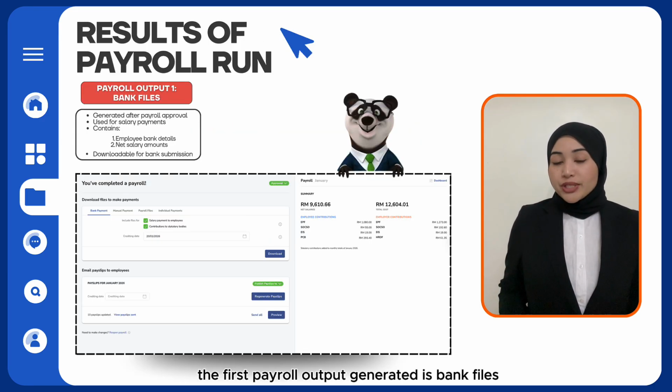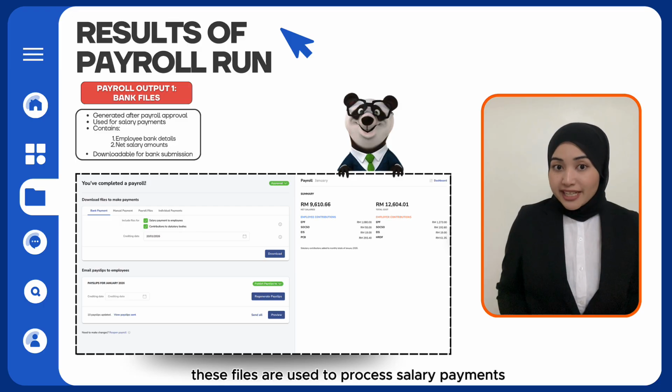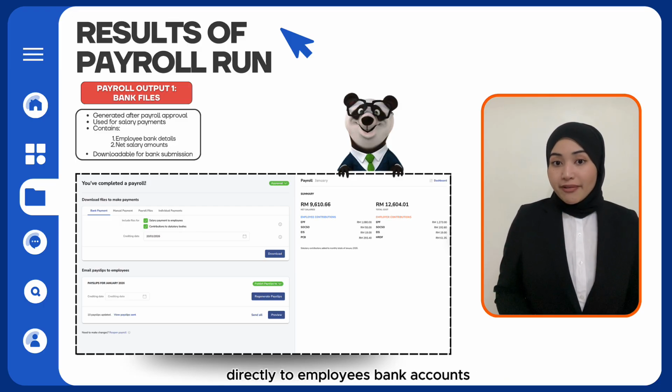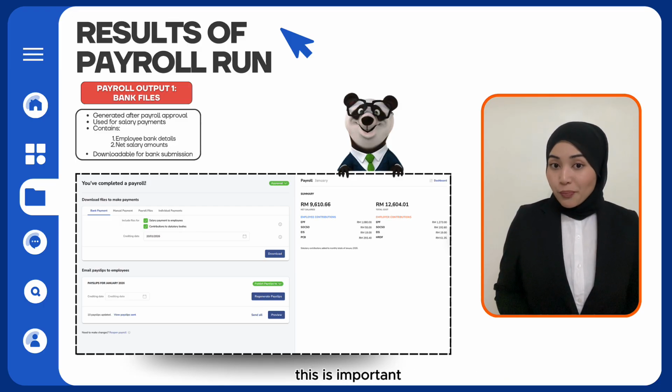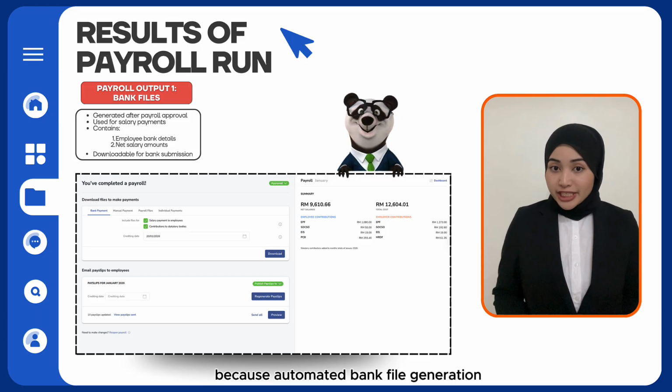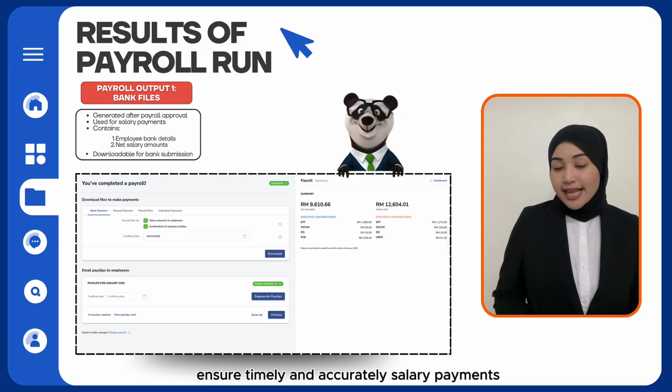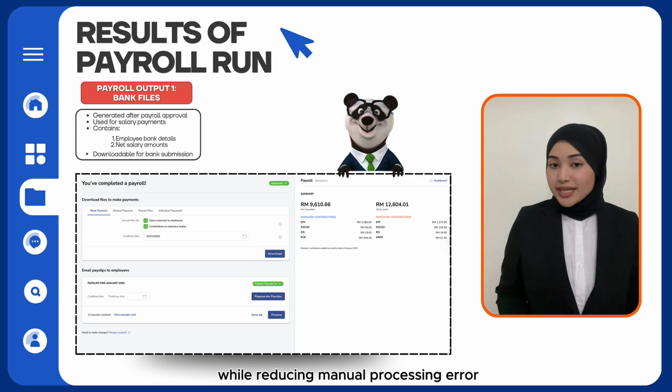The first payroll output generated is bank files. These files are used to process salary payments directly to employees' bank accounts. This is important because automated bank file generation ensures timely and accurate salary payments while reducing manual processing errors.